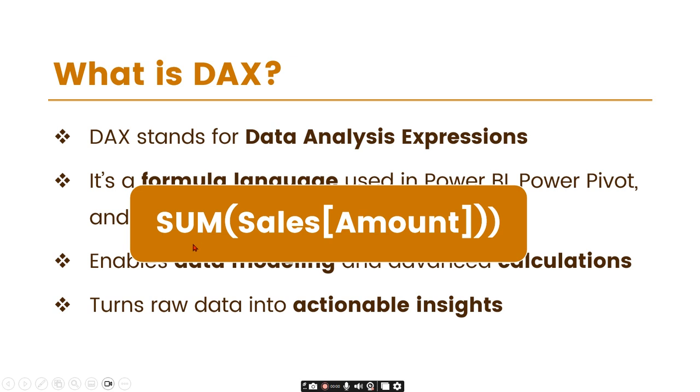You can see this is the syntax of the DAX formula. So the first one, what you see, this SUM, this is the function, and the Sales, what you see, this is the table name, and Amount is the field name. So we'll be learning more about this particular syntax in our next videos.